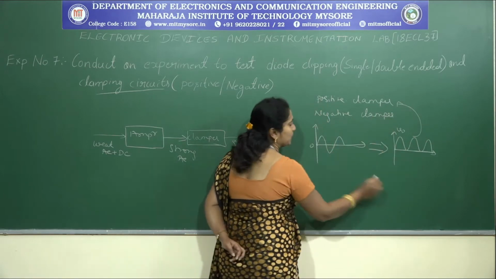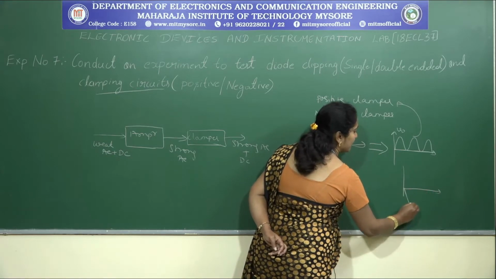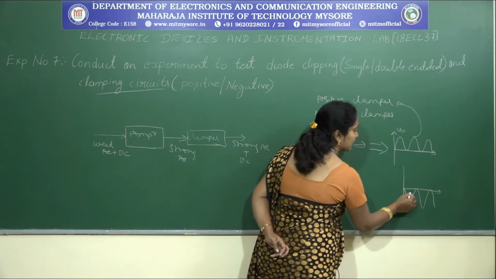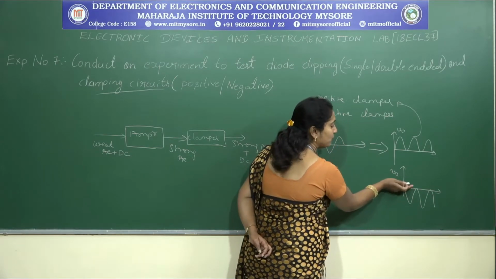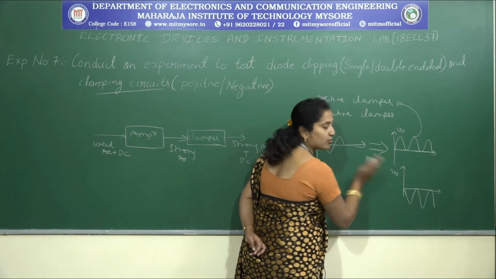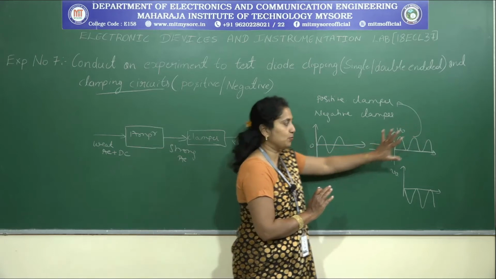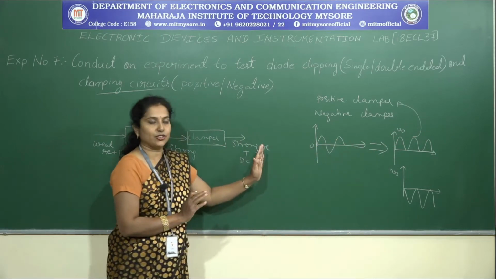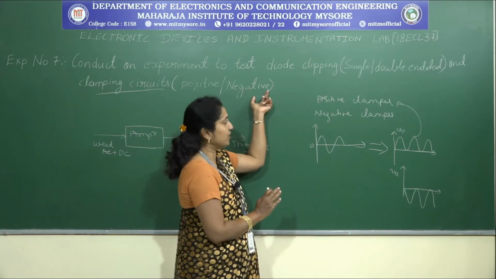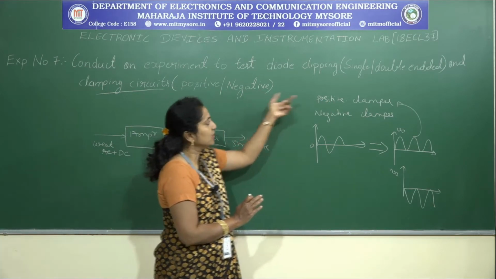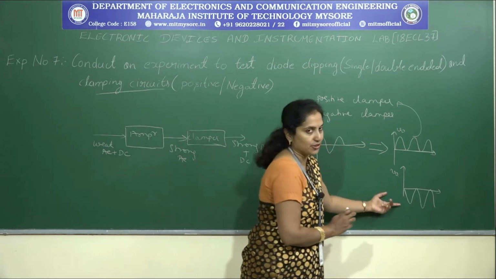For the negative clamper, how will it be defined? It will come like this. This is the negative clamper, which means the waveform shifts downwards, it is called a negative clamper. If it shifts upwards, it is a positive clamper. This is the major definition of a clamping circuit. It should be positive and negative ended. I have told you, you have to design. This is the positive clamper and this is the negative clamper.